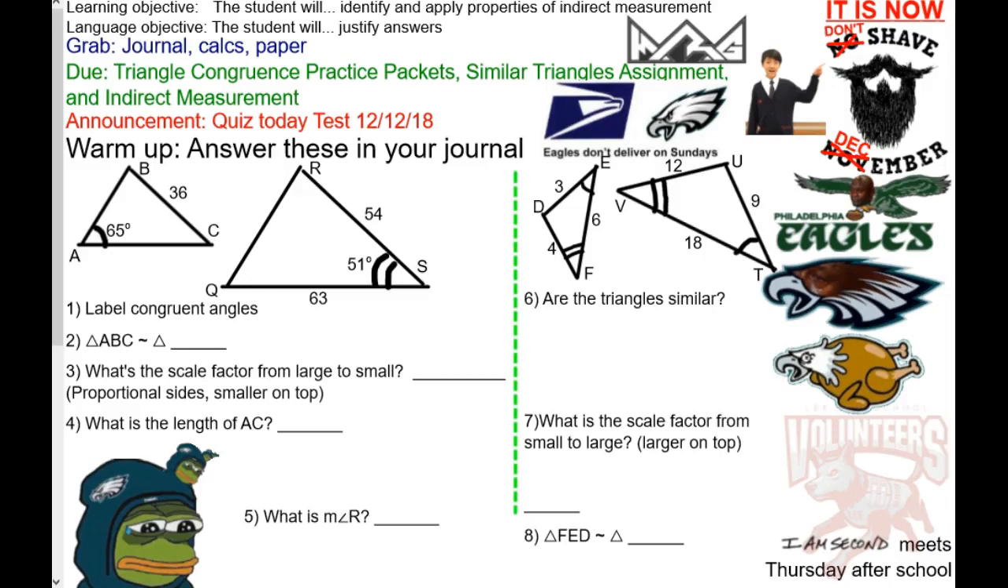Okay, so similar triangles. We have a quiz today on this. So let's talk about this. First thing we want to do is label the angles. If we have similar figures, we should know that the angles are congruent. Corresponding angles are congruent. So angle A, 65 degrees, means what over here is 65 degrees?